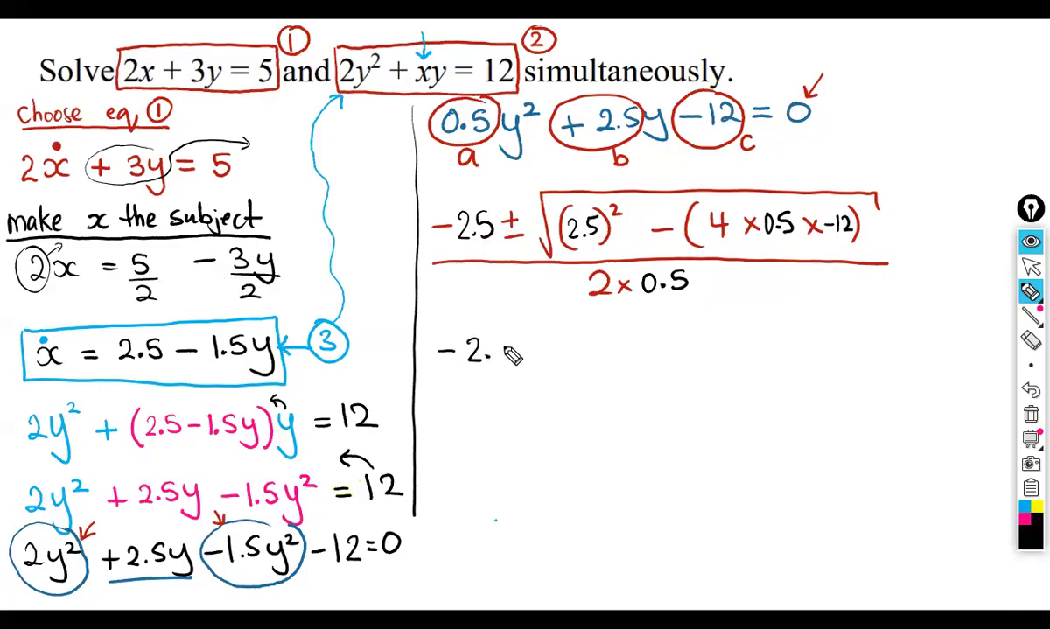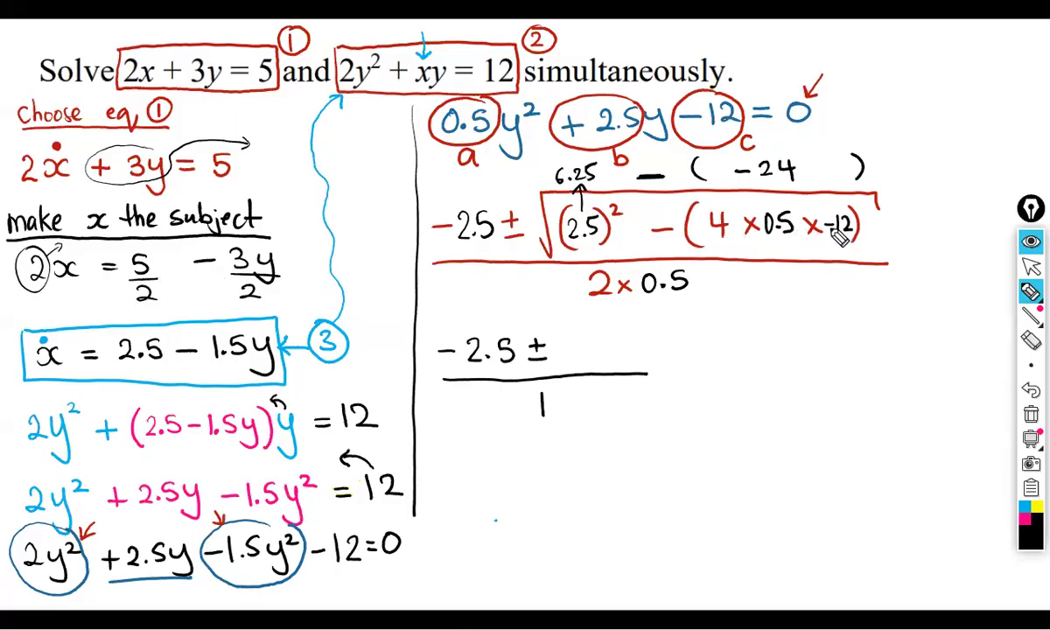So we have minus 2.5 plus or minus the square root, and 2 multiplied by 0.5 is 1, right? So we got a real nice value underneath. For the top, that's our 2.5 squared. When I square 2.5 on your calculator, you're getting 6.25. You have a minus sign here. Let's work out the brackets. 4 by 0.5 by minus 12. 4 multiplied by 0.5 by minus 12 is minus 24.